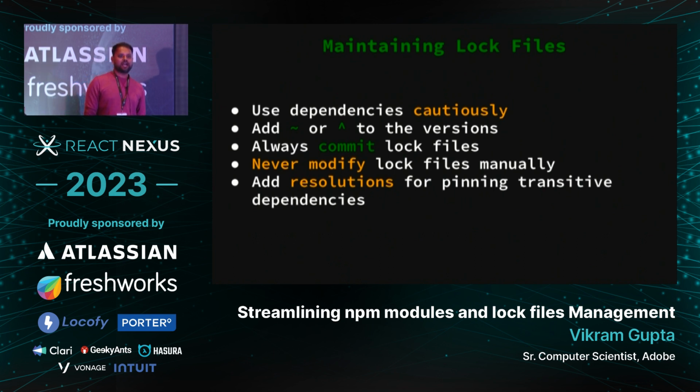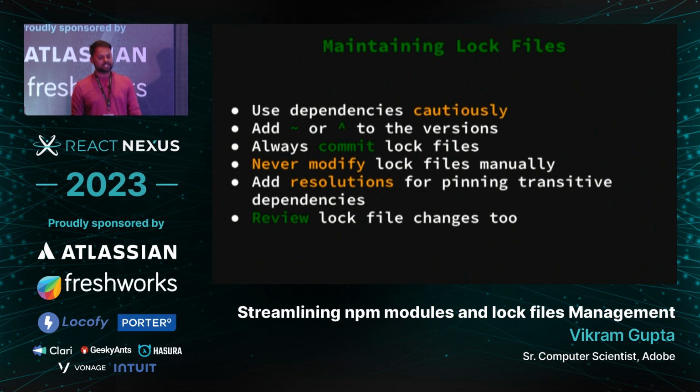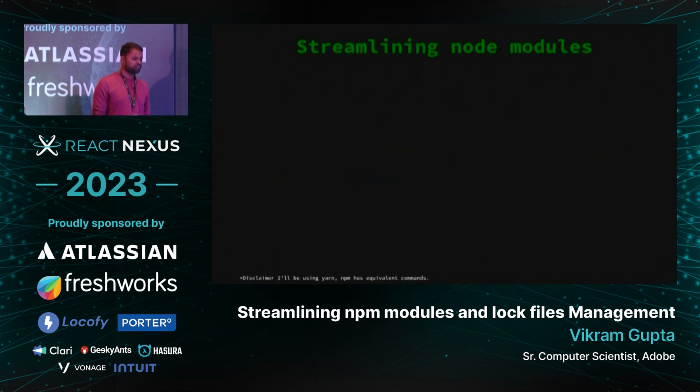And adding resolutions is not recommended, but if it's required, you can add it to pin transitive dependencies, so that only one version of a dependency is installed and your bundle is not bloated. And I know this is a very difficult step, but review lock files also when you are not completely deleting and creating a new one, because it will tell how many duplicate dependencies you have added. So this was about maintaining lock files.